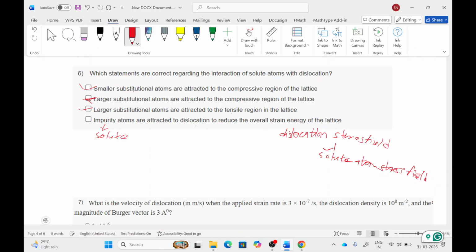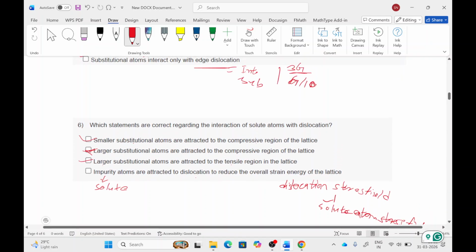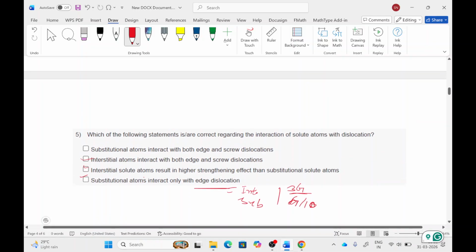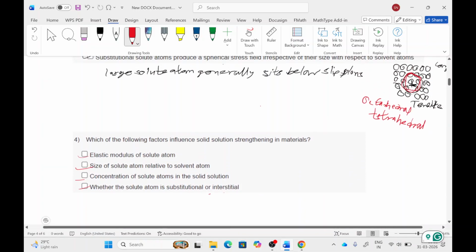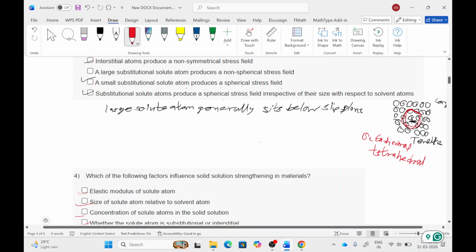Means the interaction of both these, we can say that in the substitutional also, the large atom will sit in tensile, and the small atom will sit in compressive.